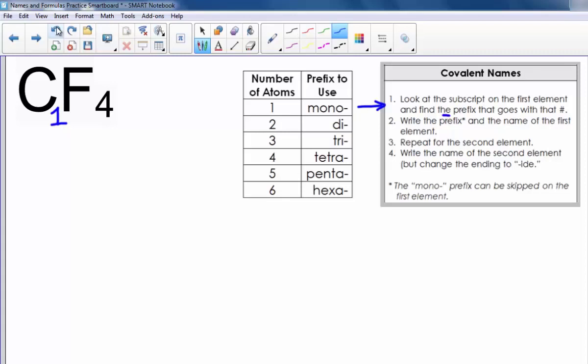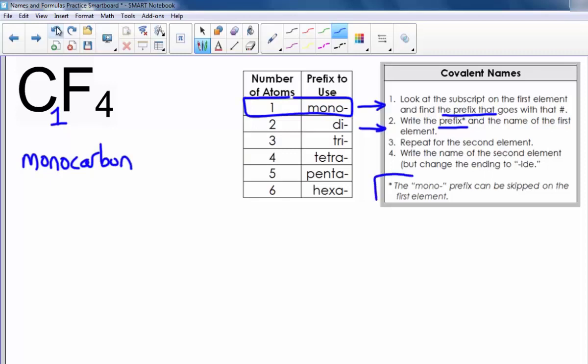If we had one atom of an element, the prefix we would use to indicate 1 is mono. And so we've completed step 1, and now we're looking at step 2, where we write the prefix and the name of the first element. That would be monocarbon for the first part of the name.